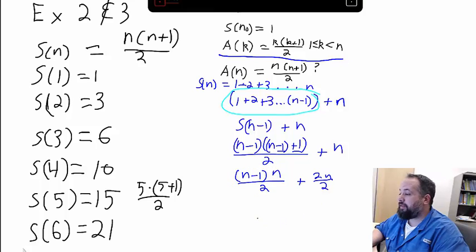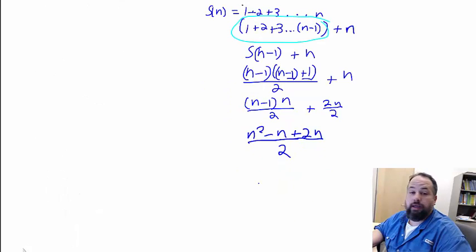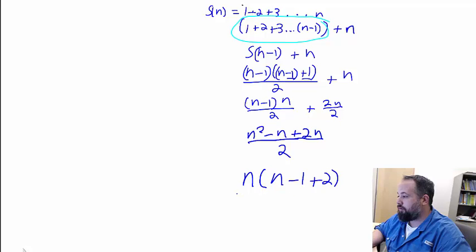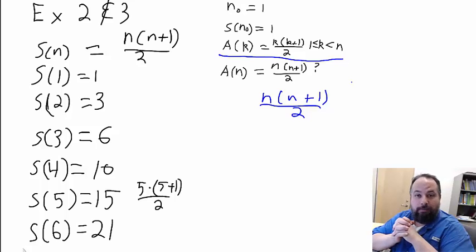We can multiply that in. We will get n squared minus n plus 2n. We're going to add this in now over 2. We can pull out the n now, and we'll get n times n minus 1 plus 2 over 2, or excuse me, minus 1 plus 2 ends up being n times n plus 1 over 2. That proves our inductive step, right?